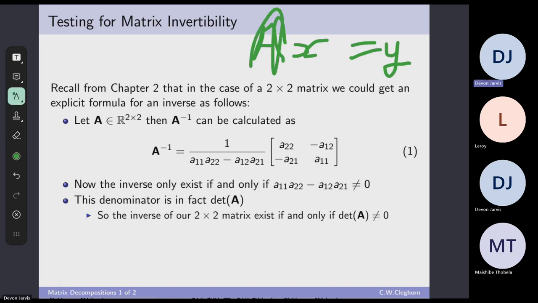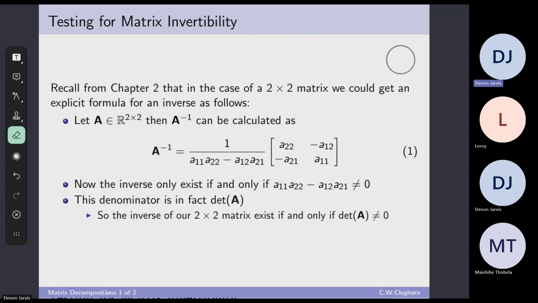Is everyone happy then with the intuition behind this determinant? Because it is going to be important when you're thinking about why these things work and things like that. Thank you to the person online who responded. Cool. All right.